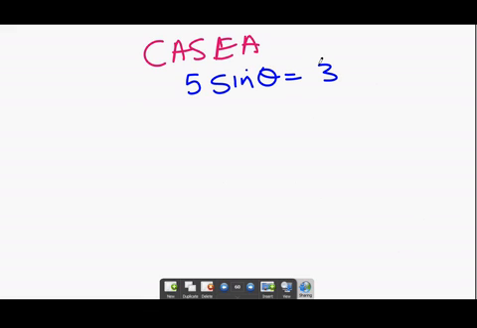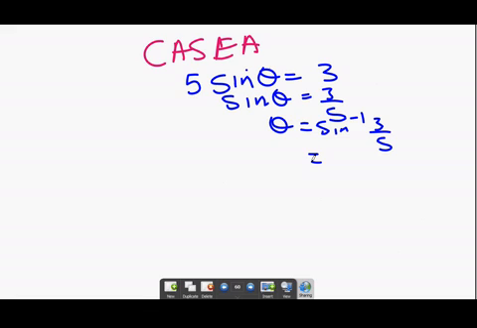Which means that sine theta is going to be 3 over 5. And then this means that my theta is going to be sine inverse of 3 over 5. Just press my calculator, second function, sine inverse, and then my fraction is 3 over 5, like that. And then I'm going to get 36,87.